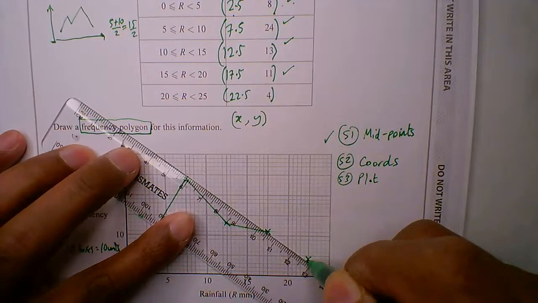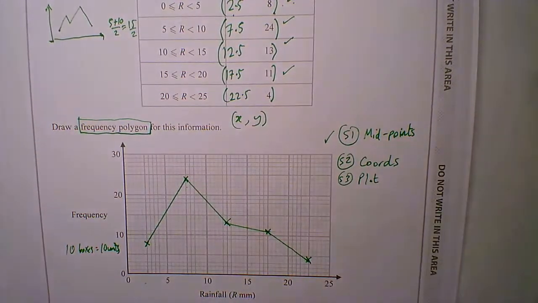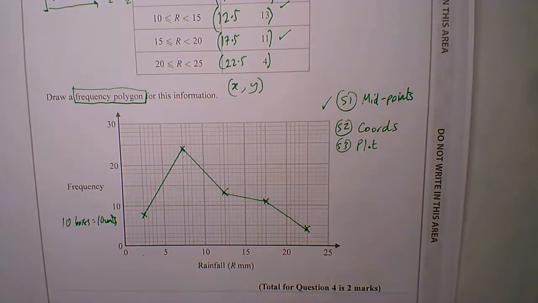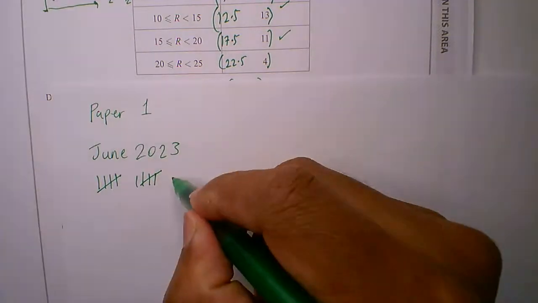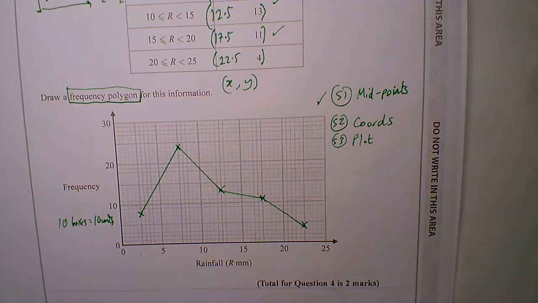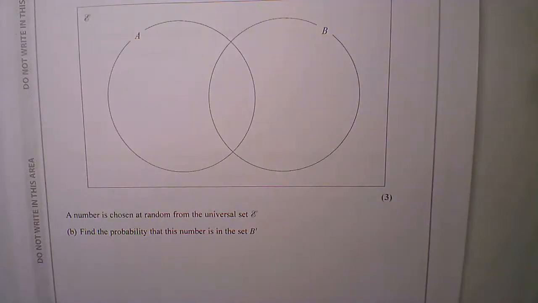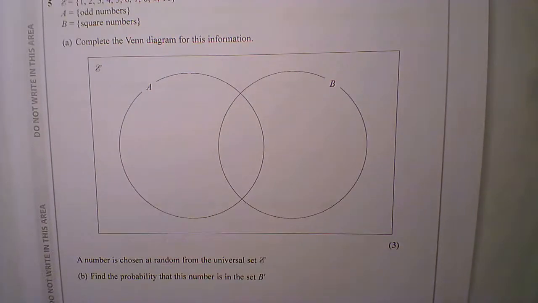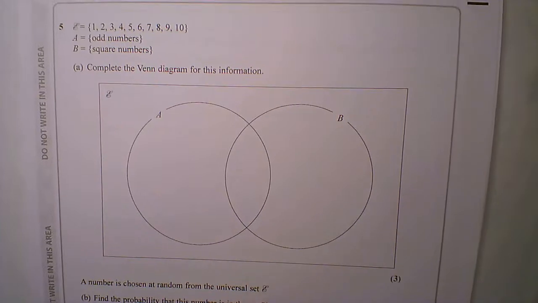And now we have banked another 2 marks. So this is worth 2 marks. So let me count that. So we have 12, we have banked 12 marks. Let's go to the next question. Question 5. I'll give you a few moments to try question 5.